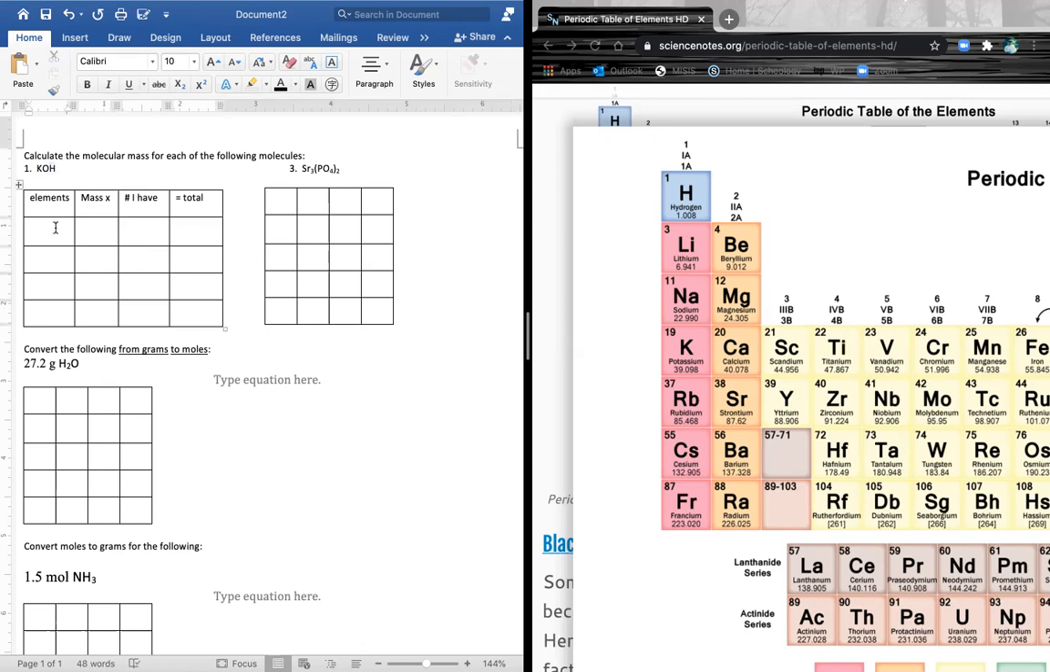So I'm just going to come down here and list those out. This substance is made up of K, O, and H. Okay, so I'll list my elements out. Now I just need to get the mass of them. So I'm going to find K on the periodic table, and there it is right there. I look at the mass, it's 39.098 grams. So I'm going to put that down, 39.098 grams.